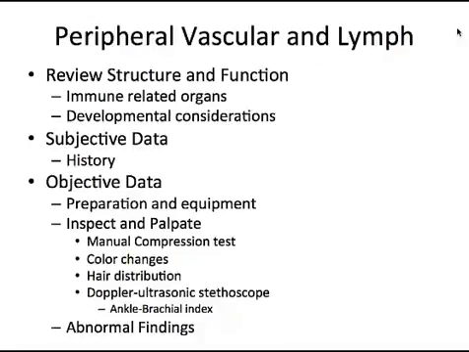Peripheral vascular and lymph, again, this is part of the immune-related organs, so you definitely need the subjective history. You need to have any inspection and palpation, color changes in the skin, the hair distribution. If you use any Doppler or ultrasonic stethoscope to listen to the blood vessels and assess your peripheral vascular system. Also, palpating the lymph system, any lymph nodes that are enlarged or any concerns along those lines. Again, report any abnormal findings or discuss those as needed.